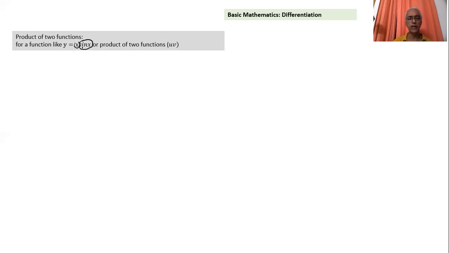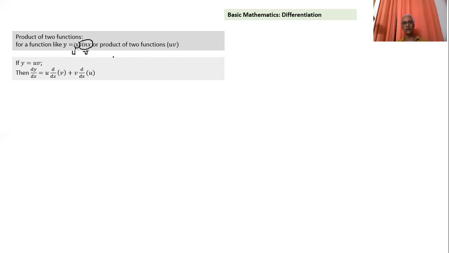Whenever we write a formula, we represent the first function, let's say, as u and the second function as v. So u and v are two functions, and y is a product of two functions of x. X is coming in two parts in the form of a product. It could be any two functions. Okay, so what is the formula here?